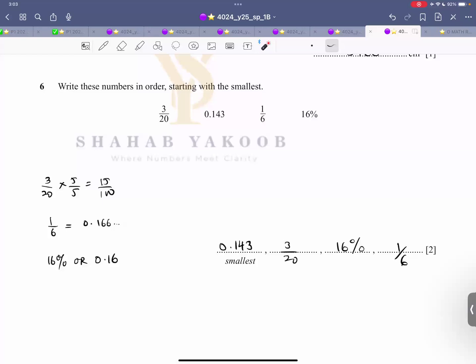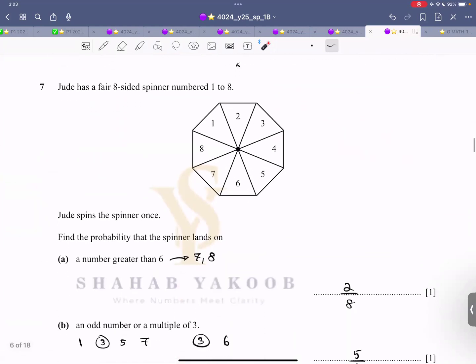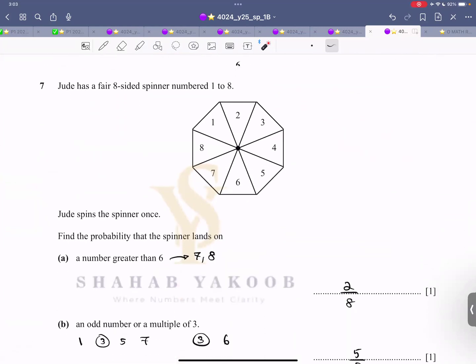So the smallest one is which one? That is 0.143. The second smallest is 15 over 100. Don't write 15 over 100, that is for our convenience. Write the original thing, which is 3 over 20. The next one is 16%, which is 0.16. Again, don't write 0.16, write 16%. And last but not the least is this fraction 1 over 6, and that's how we write it. The next question is about basic probability.